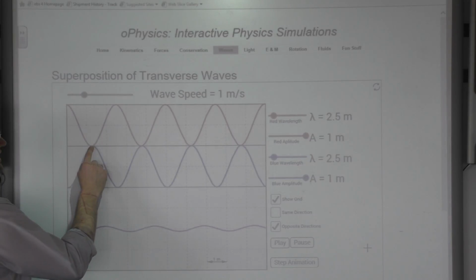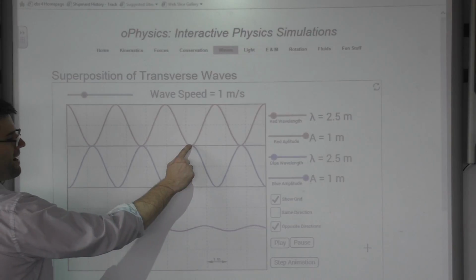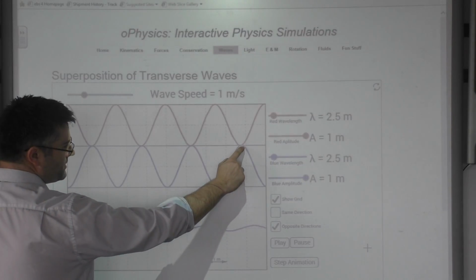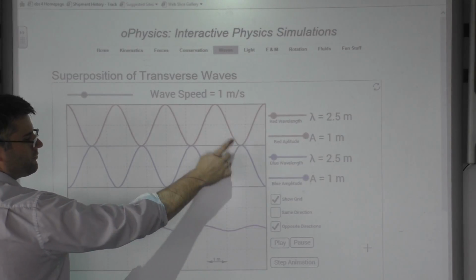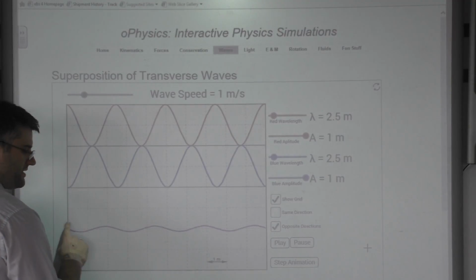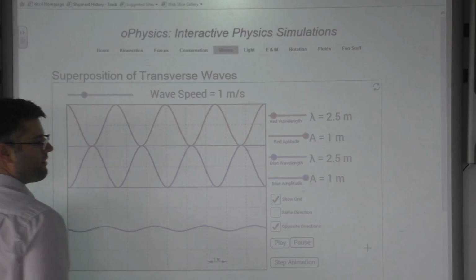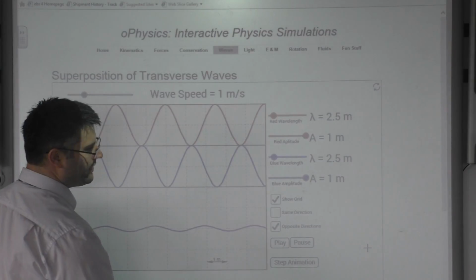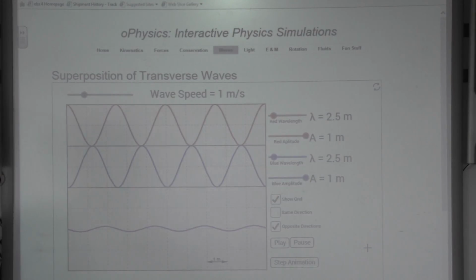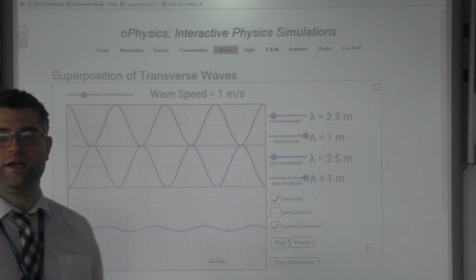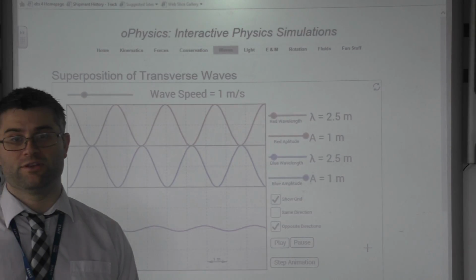So you can see here that where my max amplitude meets up with my max negative amplitude on the red wave, we get a cancelling effect. Obviously I've not paused that exactly on the right position, so there's a little bit of residual there, but the idea is there that we get destructive interference in this circumstance here. So that is all about superposition and interference.